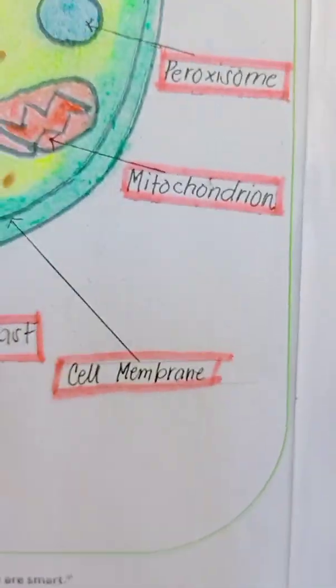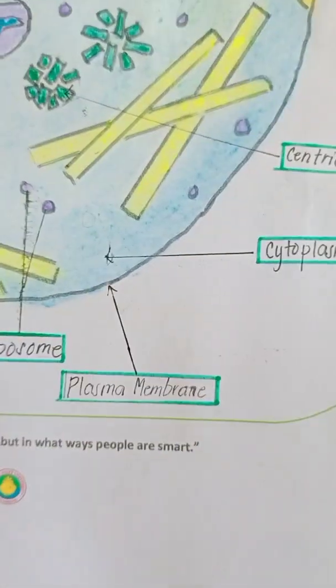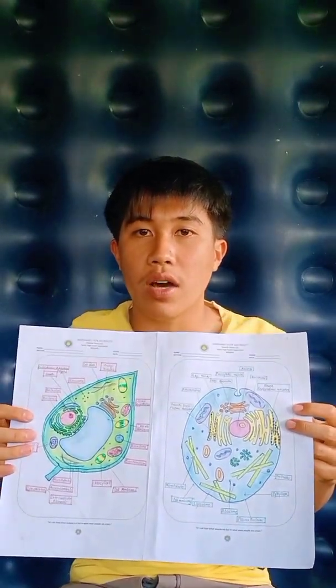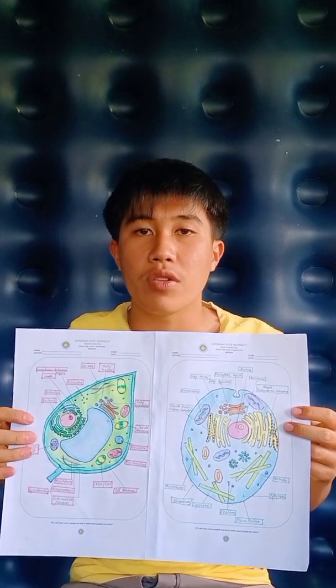The next part is the cell membrane. It is present in plant and animal cells. So, plasma and cell membrane ay iisa lang po. It is made up of phospholipids, and its function is that it controls what molecules are allowed in and out of the cell. Siya po yung nagko-control kung ano lang po yung pwedeng pumasok at lumabas na molecules sa cell. Also, it provides protection to the cell.